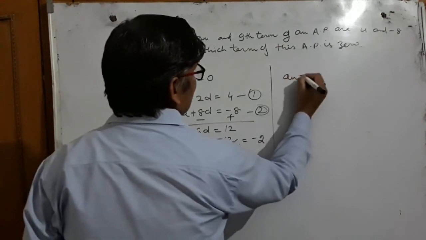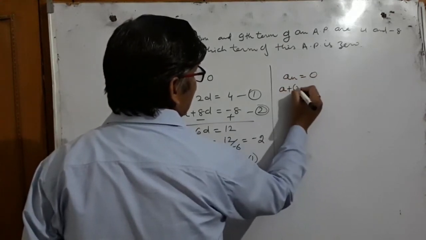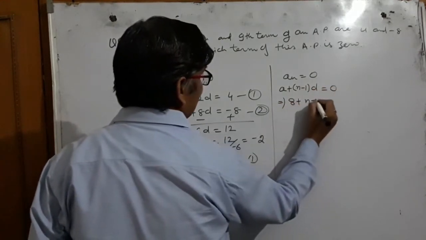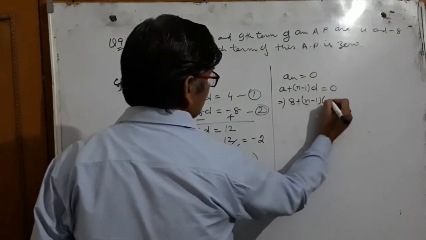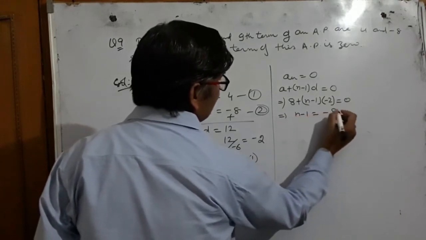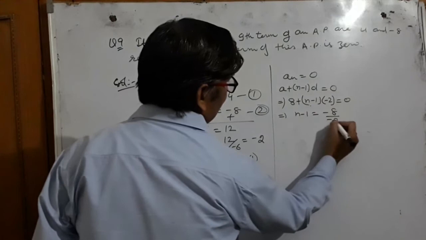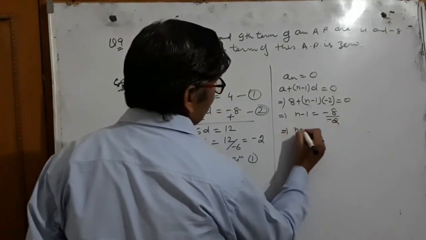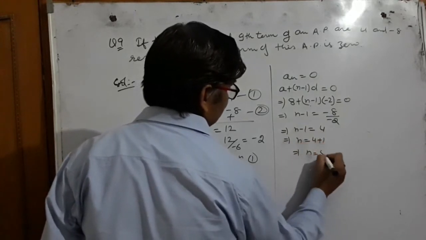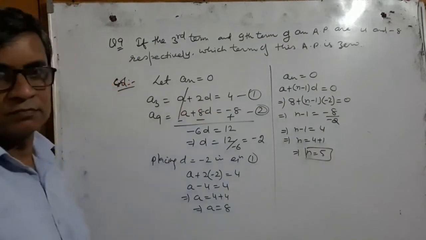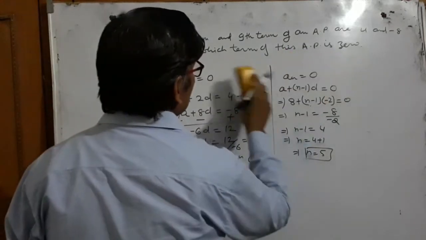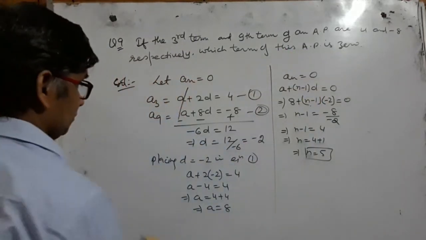An is 0. A plus n minus 1 into D equals 0. So A is 8 and D is minus 2, equals 0. Shifting 8 across, n minus 1 into minus 2 equals minus 8. Shifting minus 2, multiplication goes to division. So n minus 1 equals 4. So n equals 4 plus 1, that is 5. Which term of this AP is 0? The fifth term of this AP is 0.